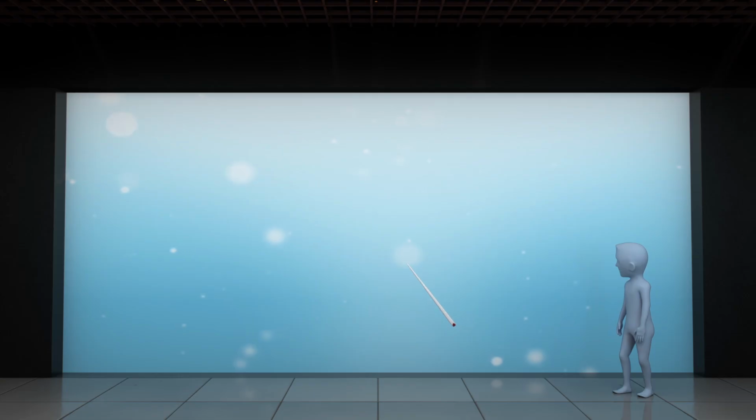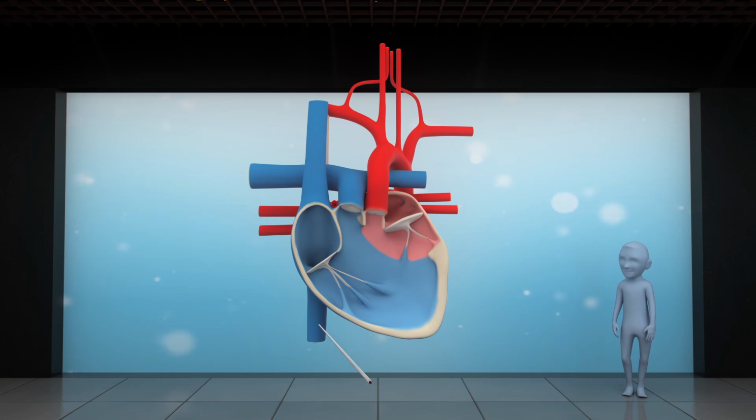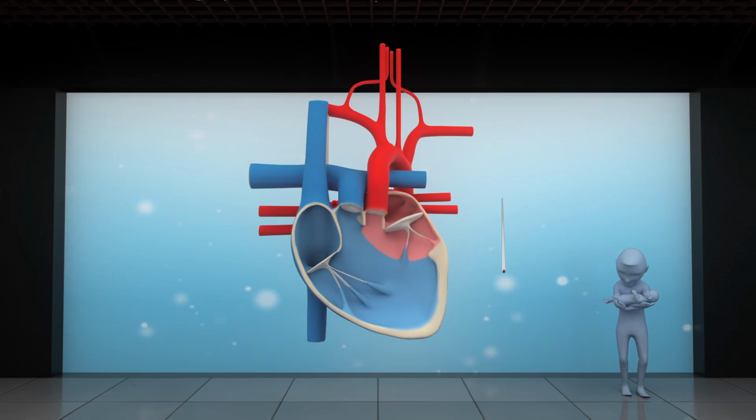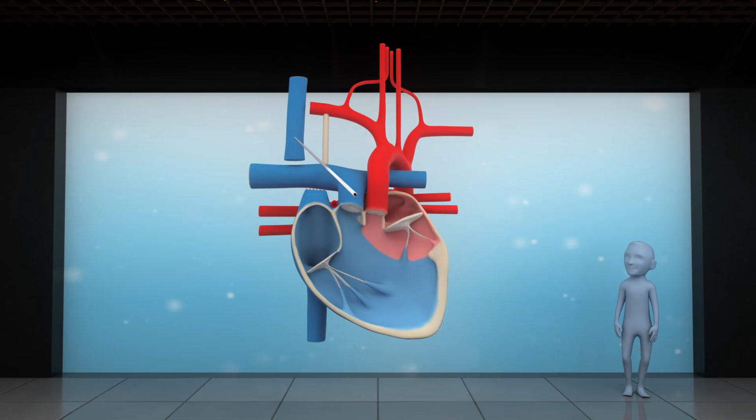So the first operation to separate the blood coming back from the body through the caval veins and the blood coming back from the lungs through the pulmonary veins is called the bidirectional cavopulmonary shunt, sometimes called the Glenn operation. And this is usually done a few months after birth. The word cavopulmonary refers to the connection made by the surgeon between the superior vena cava and the pulmonary arteries.